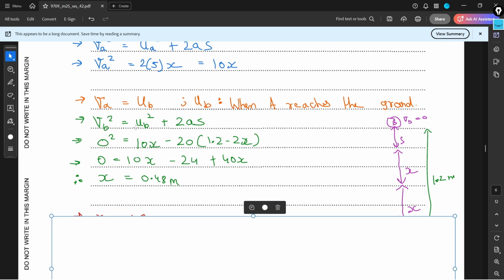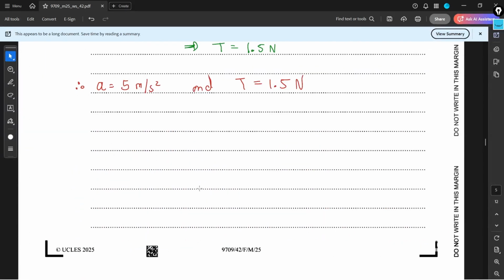Again, implementing v squared equals u squared plus 2as, the final velocity now is going to be 0. The initial velocity squared is going to be 10x. That is the reason why I was not taking the square root of 10x. It's just useless. Then, because it's traveling under the influence of gravity, we take the value of gravity as 10. Because it's traveling opposing gravity, it's going to be minus 10, right? So 2 times minus 10 is minus 20, times s, which is 1.2 minus 2x. And now from this equation, I can simply figure out that the value of x comes out to be 0.48 meters. So yes guys, that is how we solve this particular part.